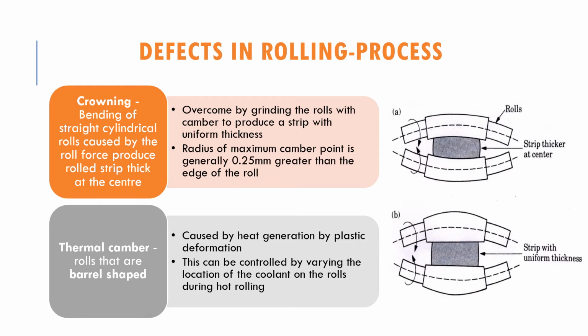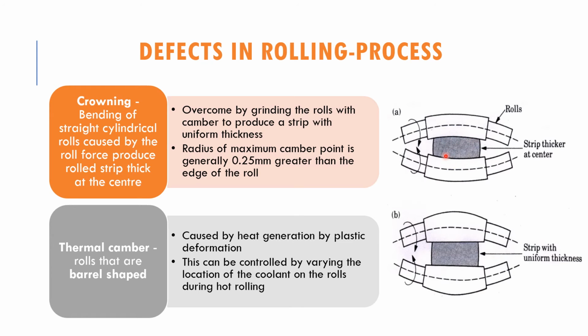There are two common defects in the rolling process. The first one is crowning, and the second one is thermal camber, where the roll becomes barrel shaped. Let us look into crowning. Crowning is a bending of the straight cylindrical roll caused by the roll force, producing a strip that is thicker at the center. If you look here, the roller becomes bent like this, therefore it produces a strip that is thicker in the center.